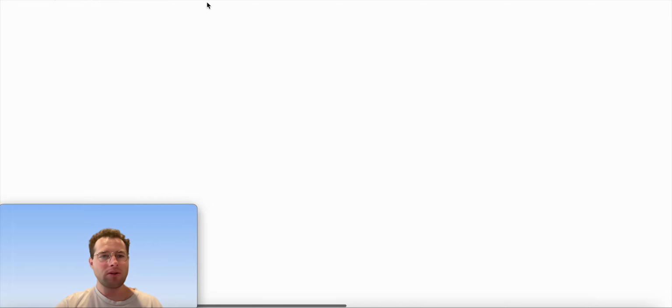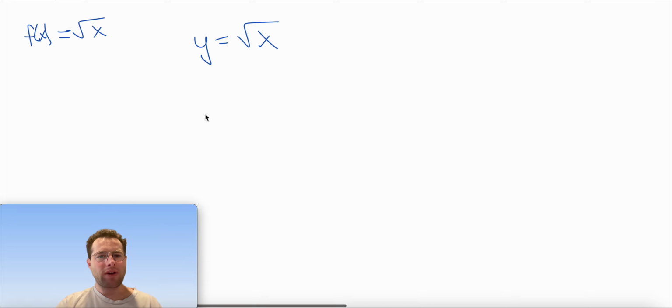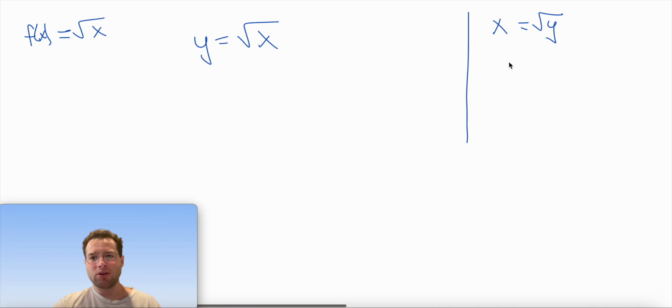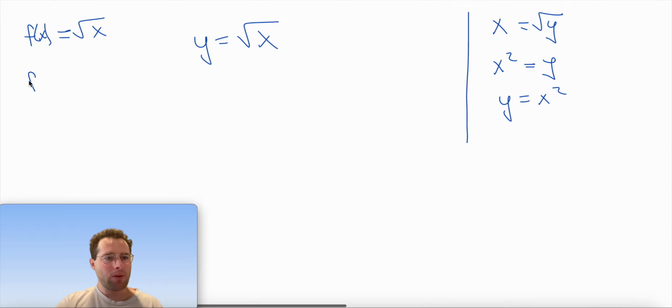So in this one, I want to look at y equals the square root of x. And so that means that f of x, our original function, equals the square root of x. And we want to find the inverse. Well, I'm going to do that over here on the side. So I'm going to swap the x and y. So x equals the square root of y. Solving, I'm going to square both sides. So x squared equals y. And I'm going to write y equals x squared. So we know that f inverse of x equals x squared.